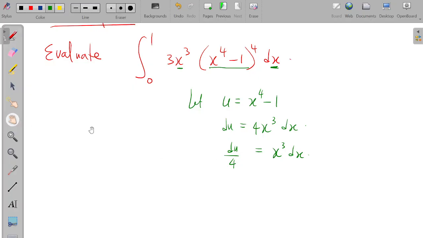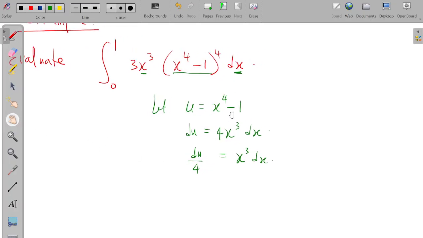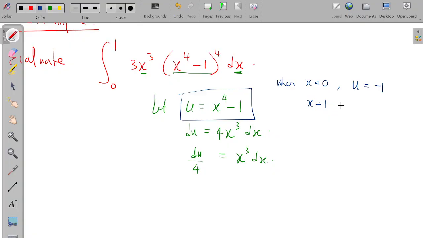Okay, all right. But now I'm changing the variable to u. I need to change the limit also. I need to change the limit. So here now, when x equals what? The lower limit 0, then u will become what? 0 to the power 4, 0 minus 1, minus 1. When the upper limit is 1, so when x is 1, then u will become 1 raised to power 4, 1 minus 1, 0. So u is going from minus 1 to 0.